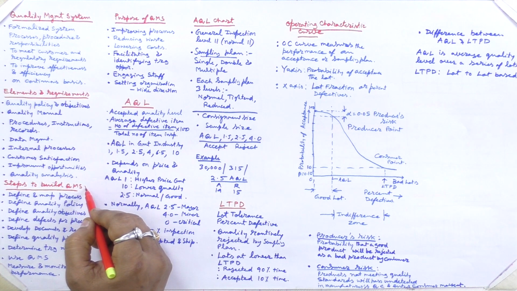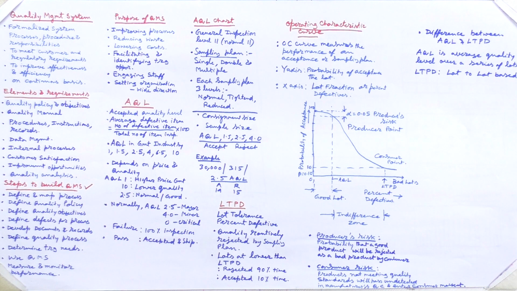Now what are the steps required to build a quality management system? The first step in a quality management system is to define and map a process. Now what is the meaning of defining and mapping a process? When we talk about mapping of a process, it talks about the interaction of different processes, what happens while we develop any product in the manufacturing sector like apparel.